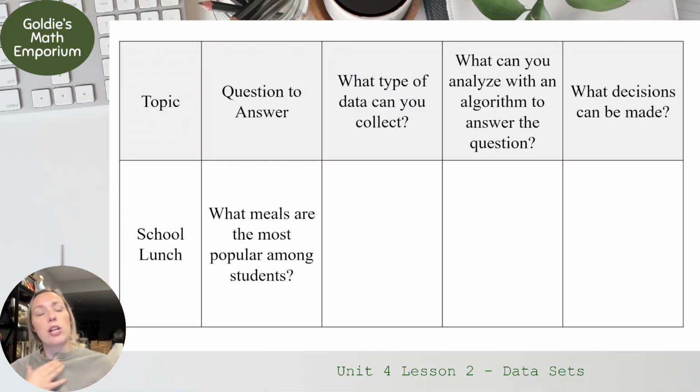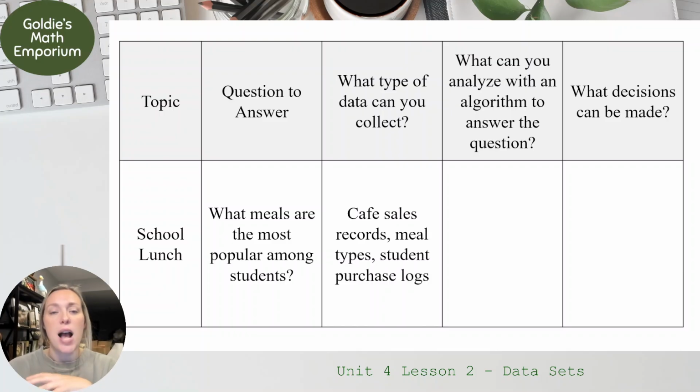So let's say a school lunch, a hot topic right now, right? Let's say we want to answer the question, what meals are most popular among students? What type of data can we collect to answer that question? We can collect cafeteria sale records. We can collect the meal types, what types of meals were sold, A choice versus B choice, etc., or student purchase logs even. We can collect different types of data to answer this question.